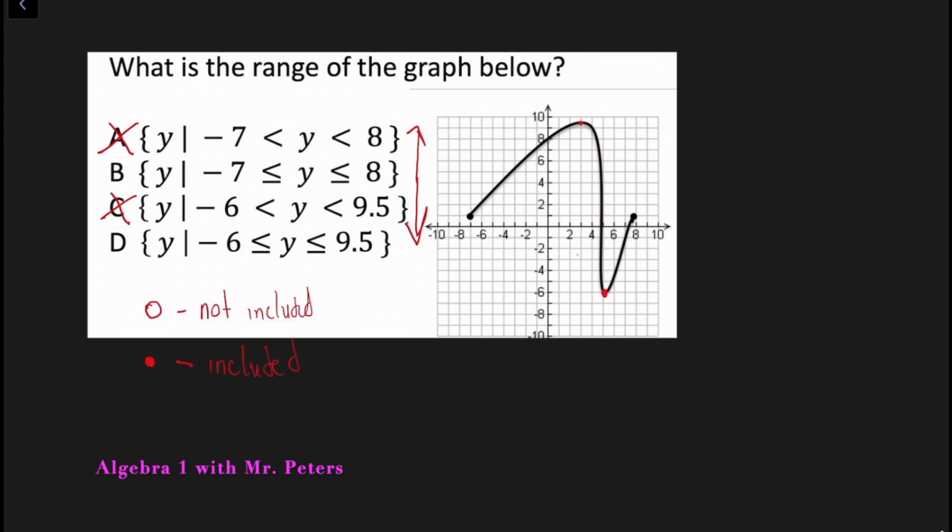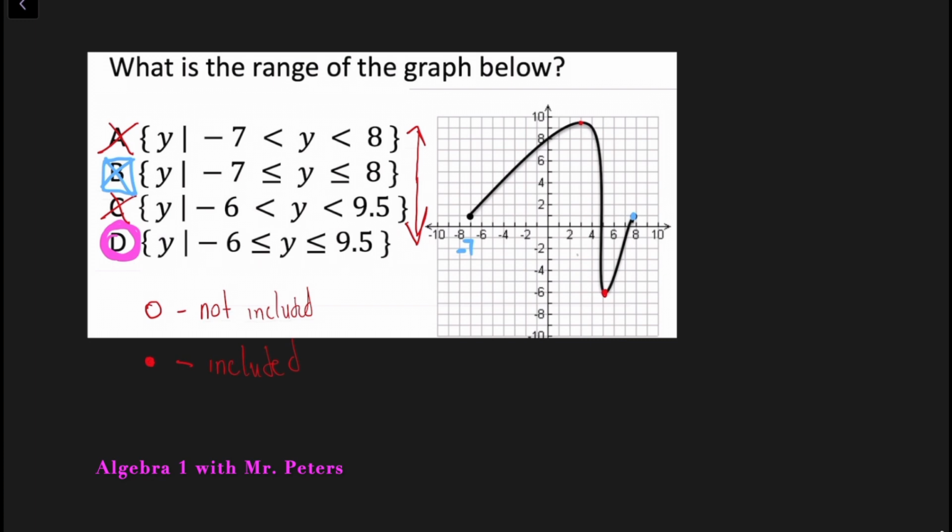So when I look at my answer choices now, the answer choice has to be D, right? Because we know that this graph is not going to go under -6 for the y value, and it's not going to get higher than 9.5. Now, B is not the right answer. But the way you could get this is if you think that we're talking about the x-axis, right? You switch domain and range, it is going from -7 to 8.